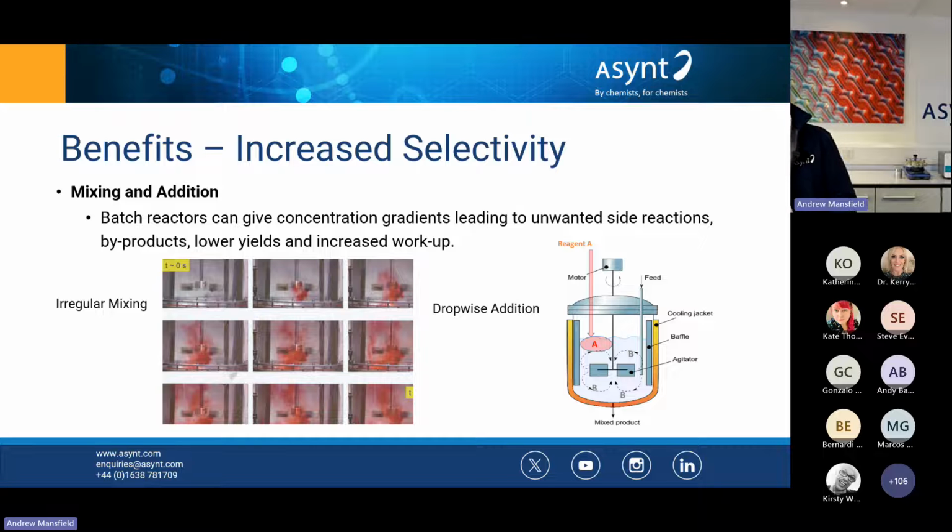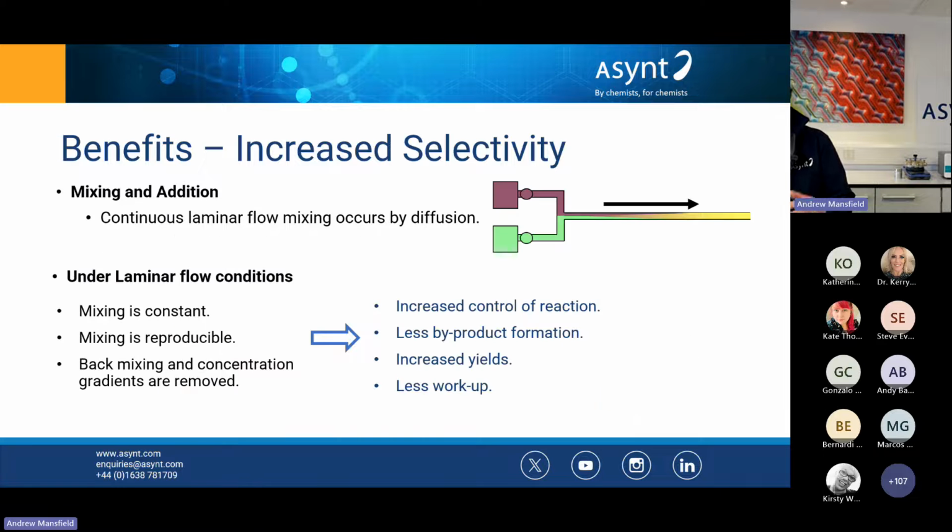So that's mixing. If we think about addition as well, the most precise method that we have under batch conditions for adding our reagents is dropwise addition. And you can see from this diagram here, even with that precise control, we have a concentration gradient of A to B, and that can give us variations in our reaction conditions as well. It gives us those concentration gradients, and it can also give us back mixing because our products will see excessive reagents, for example.